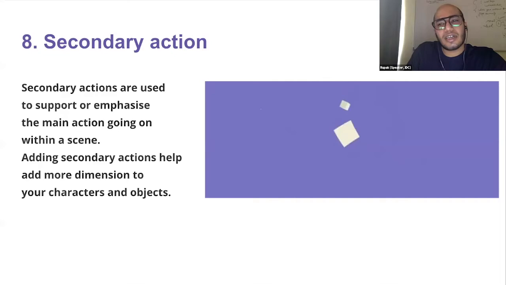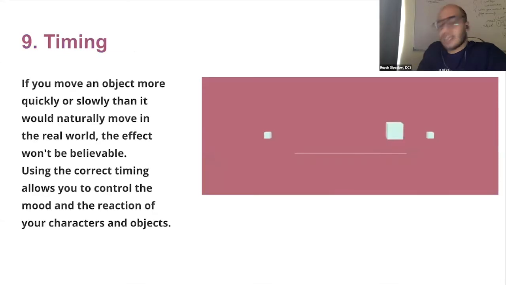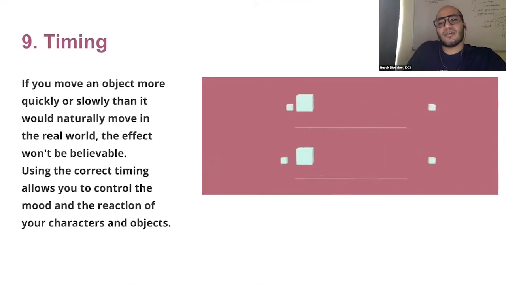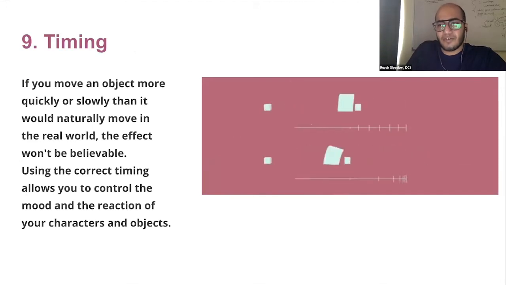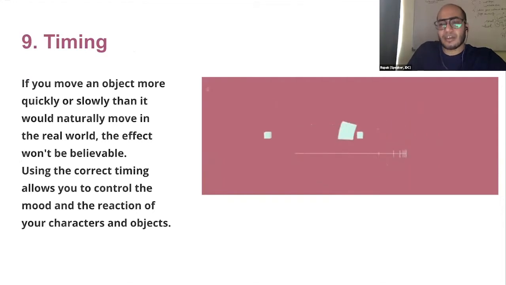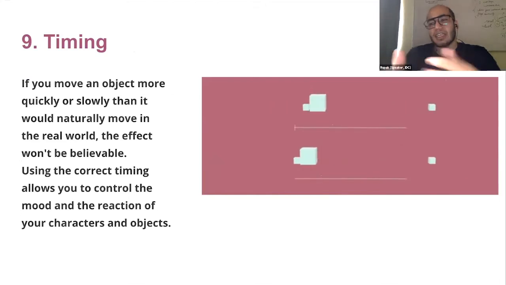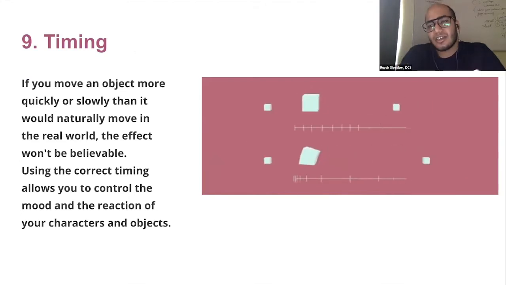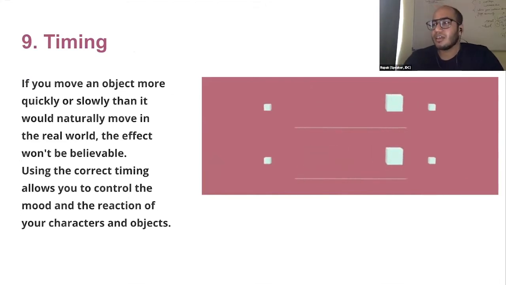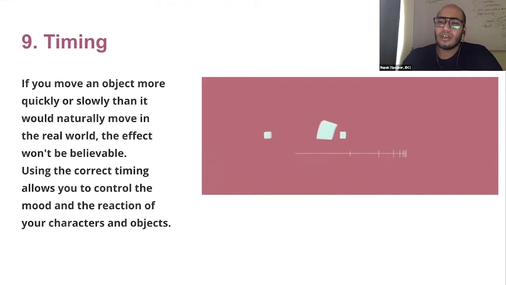The next one will be timing. We are talking about video and animations, and timing is the most important and key part for everything. Even in singing and dancing, timing plays a huge part. The same thing goes with animation. So timing basically adds a characteristic, or we can say features, to your object.